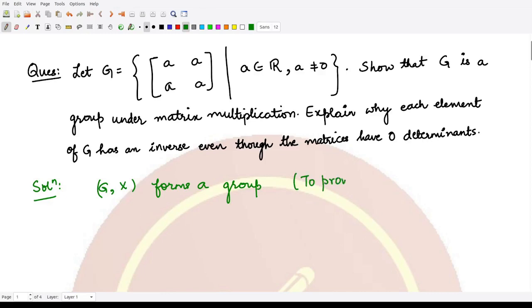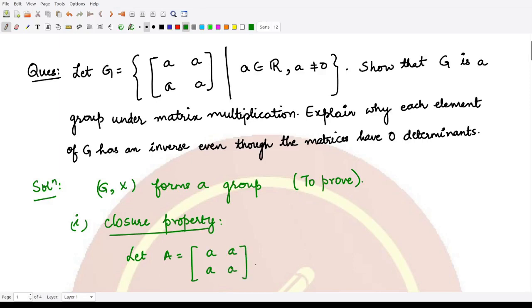In order to prove that it is a group, we need to prove four properties. One is the closure property. What does this closure property tell you? It tells you that if you take any two elements from the given set, so let us take the element A as the first matrix with entries a, and let's take another matrix B consisting of the entries b.